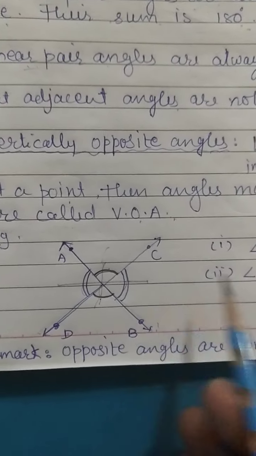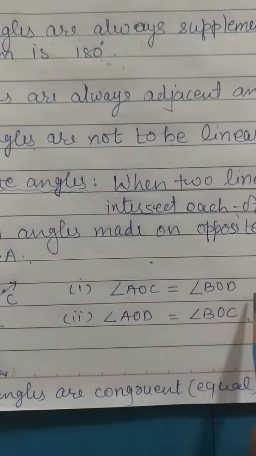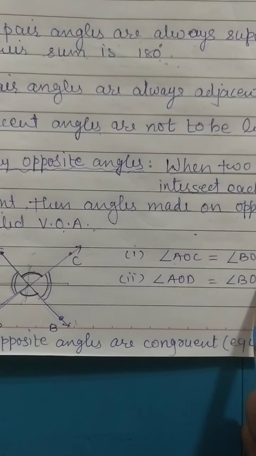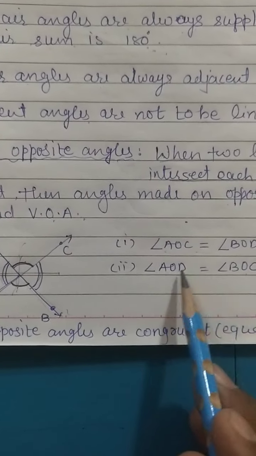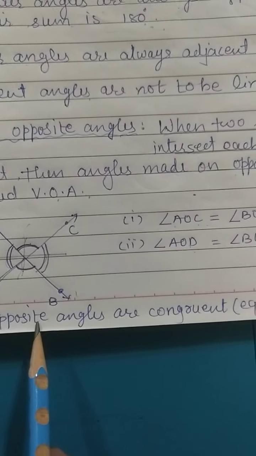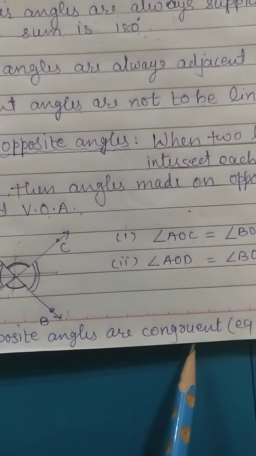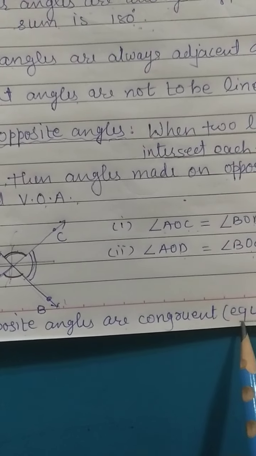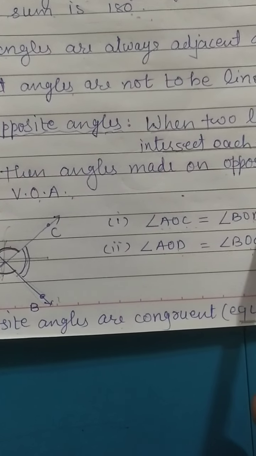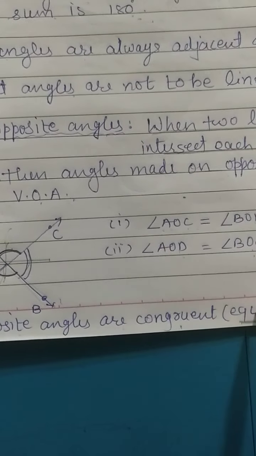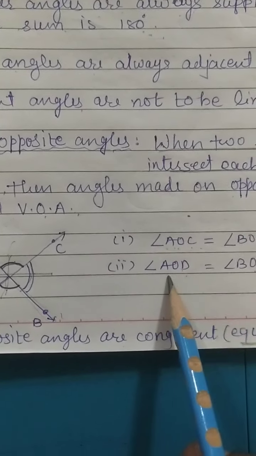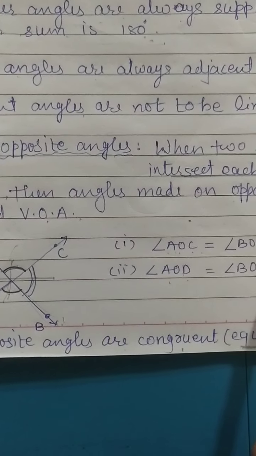Okay, see here, angle AOC and angle BOD, and angle AOD and angle BOC are equal and they are vertically opposite angles. Always remember that. Here also one remark, opposite angles are congruent. Congruent means equal, right? All the pairs of vertically opposite angles are always congruent, meaning equal. So it is written that angle AOC is equal to angle BOD and angle AOD is equal to angle BOC.